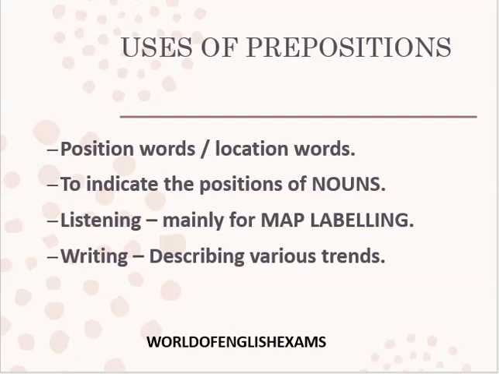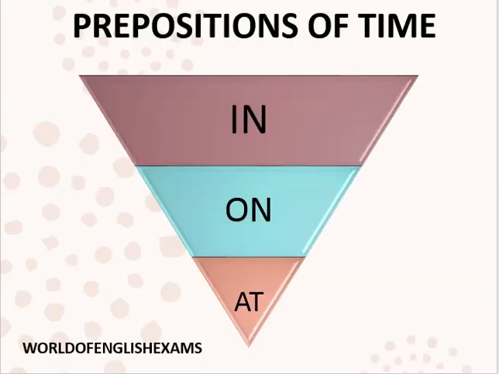Then of course for writing, as I was talking about, prepositions are also used to describe the various trends: increase, decrease, fluctuation, and so on. So these are basically what prepositions are and how to use them. But now we are going to turn our focus to prepositions with respect to time and place and other common prepositions. So first let's learn what the prepositions of time are.